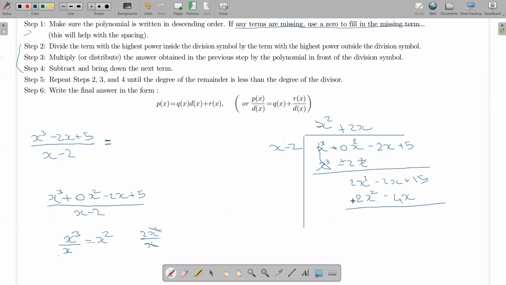Here again I subtract, this becomes minus, this becomes plus. Then 2x squared cancels out. This minus 2x plus 4x is 2x, no? Now 2x also I can subtract. Okay. Divide by x. 2x divided by x, I cancel this side. I get a plus 2. Plus 2 I write here.